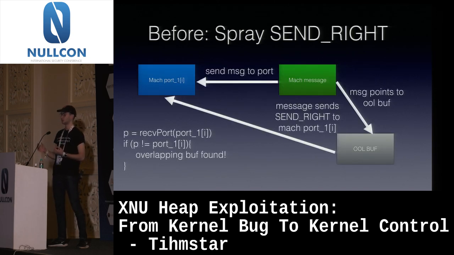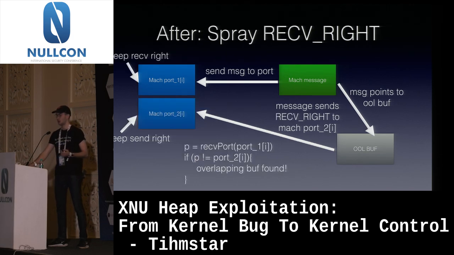So before it looked like this. Starting from the green, a Mach message gets sent to the blue Mach port. It contains an out-of-line buffer, which also points to the Mach port. So when we receive it, we check if the port that we received is port 1, pretty much. After we change it, we receive on port 1 index i, since we keep two lists, send a message over, and we expect it to be port 2 index i. And if it's a different one, then we found an overlapping port.